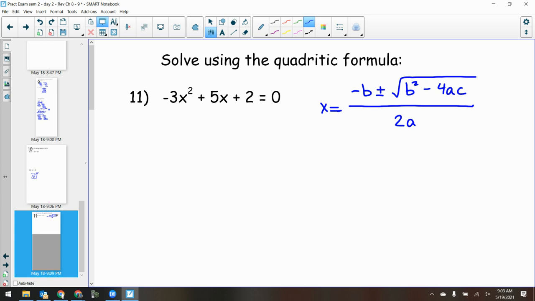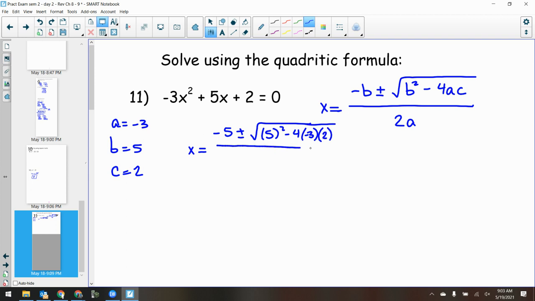Okay, so what does that mean? That means a is negative 3, b is positive 5, and c is positive 2. X equals the opposite of b. So it was positive 5, let's say negative 5, plus or minus the square root of, and then I've got 5 squared minus 4 times a, which is negative 3, times c, which is 2. All divided by 2 times negative 3.